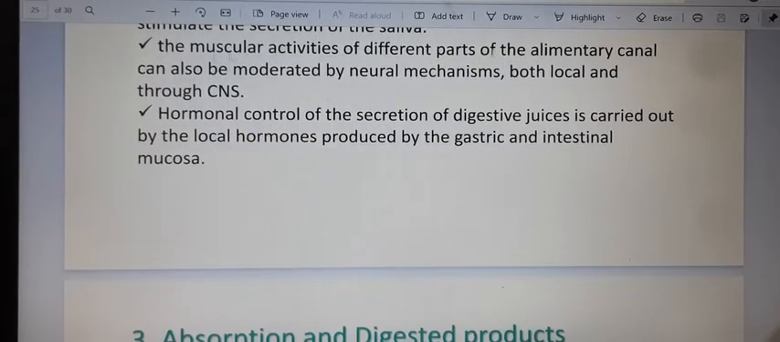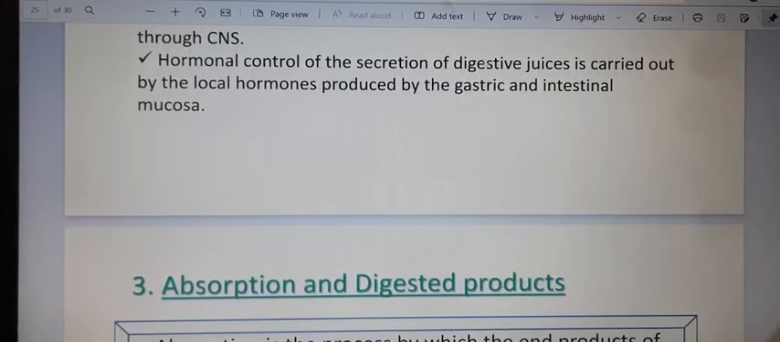The muscular activities of different parts of the alimentary canal can also be moderated by neural mechanisms, both local and through the CNS. CNS means central nervous system, and the local nervous system is present in the place where the muscles are situated. So these all are controlling the movement of the alimentary canal muscles. Then hormonal control is also there. Hormonal control of the secretion of digestive juices is carried out by local hormones produced by the gastric and intestinal mucosa.